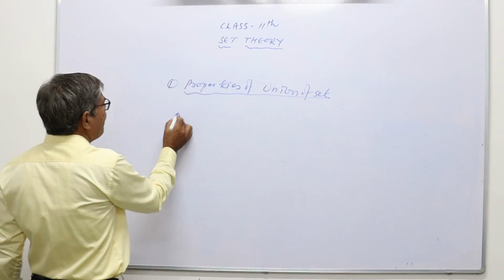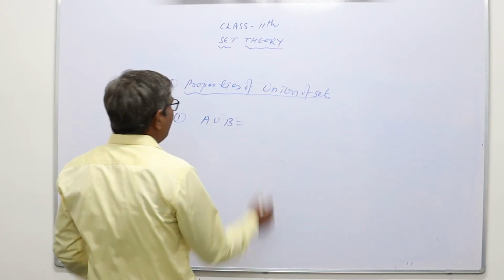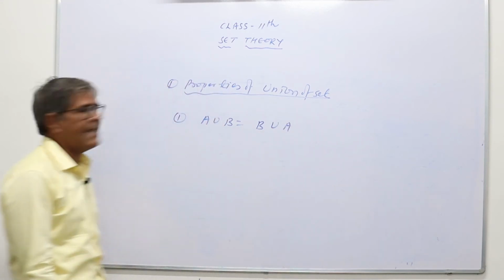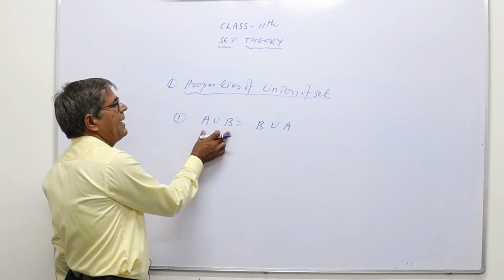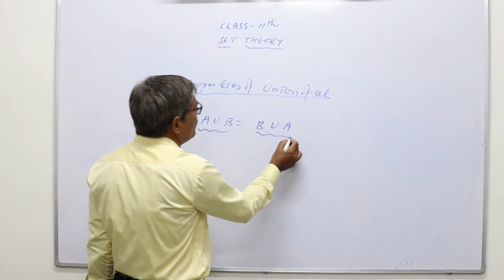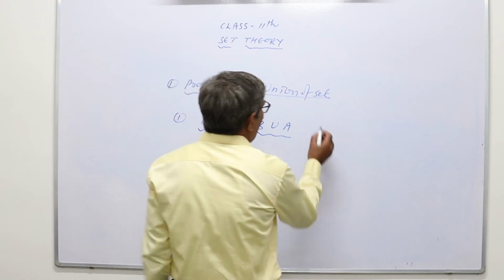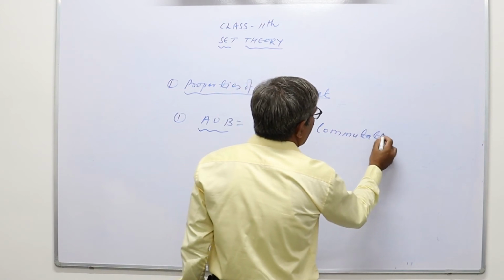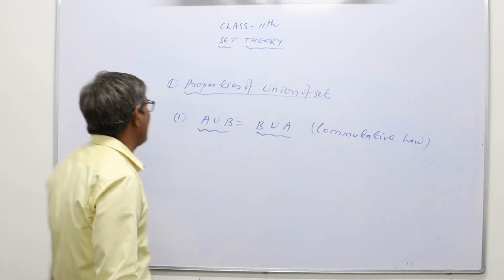First property, A union B is equal to B union A. It means if we have two given sets, A and B, and we have to find A union B and B union A, then A union B will be equal to B union A. This is known as the commutative law.